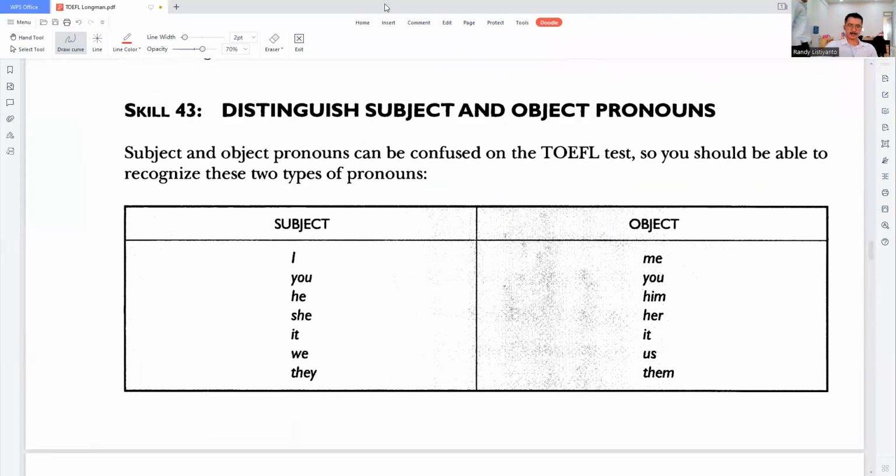Subject and object nouns can be confused. For the subject, we have I, you, he, she, it, we, and they. And for the object, we have me, you, him, her, it, us, and them. For example, we have this: I see him. I is the subject, and him is the object. So we take this one for the subject, and we take this one for the object.